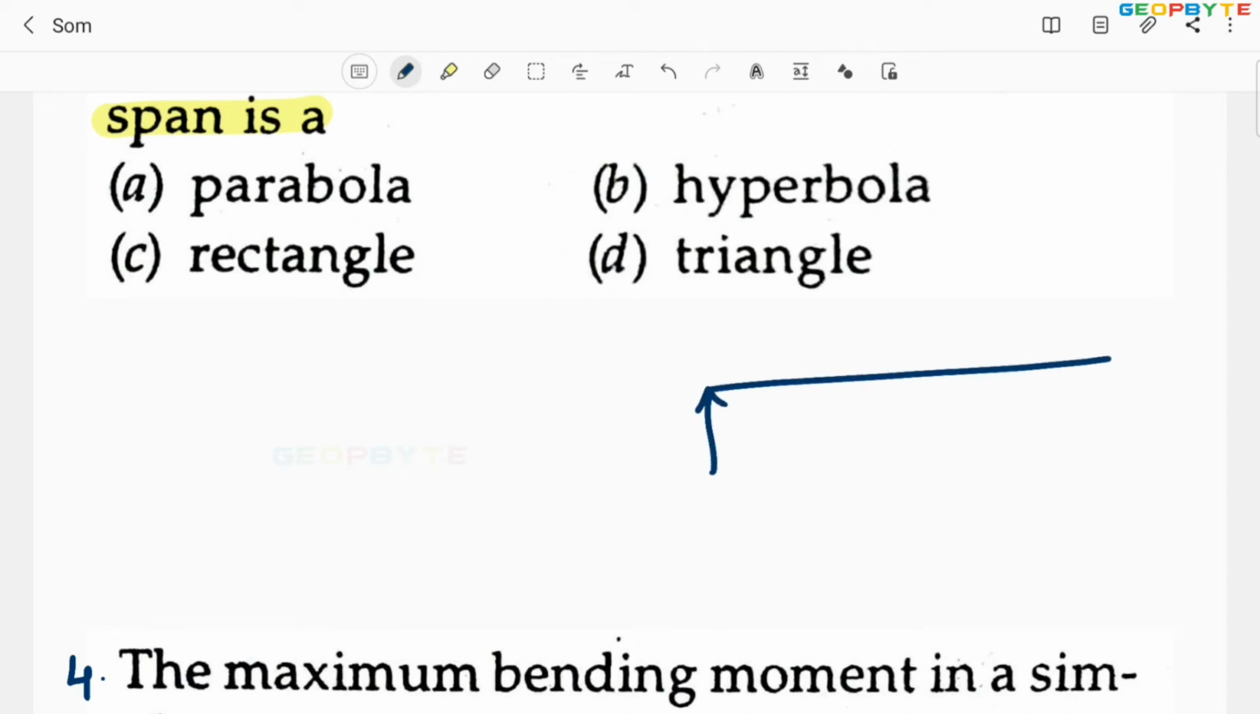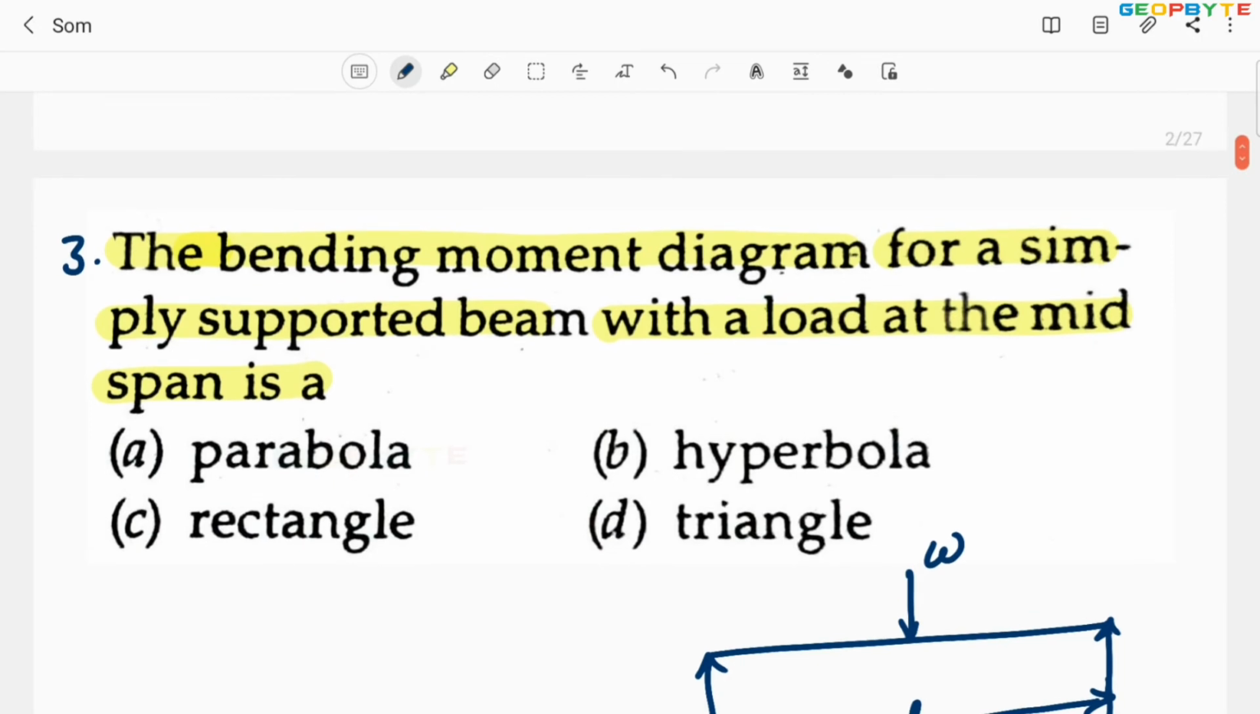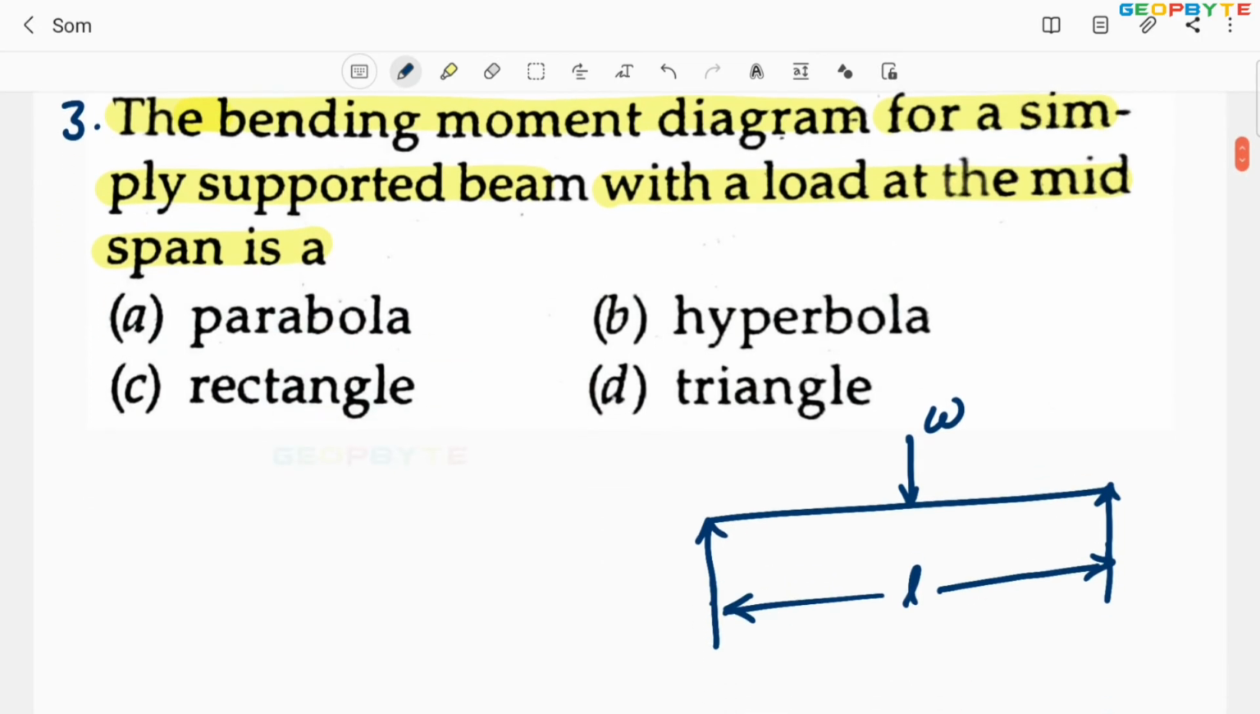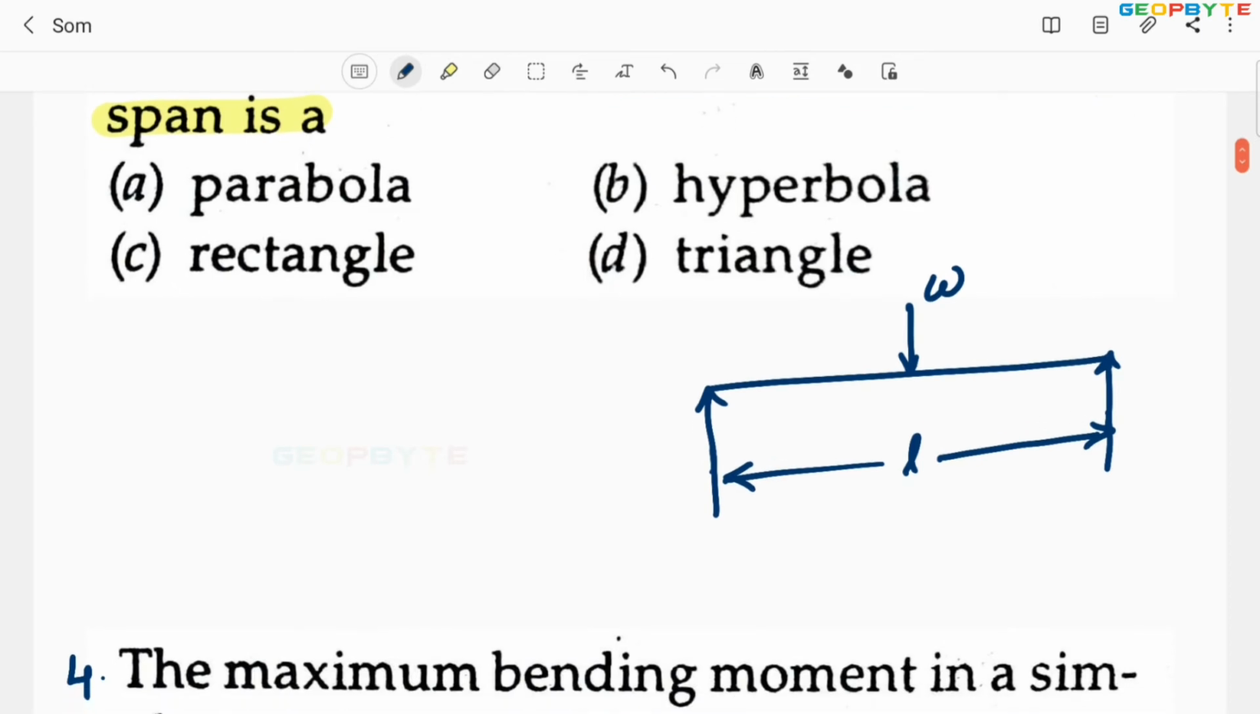Load at the midspan means point load is acting at the middle of the beam, like this. Middle of the beam, somewhere here, the load is acting. Here the total length may be L. Okay. Then we are asked to find the bending moment diagram. Now, since the load is acting at the middle point, this reaction is equal to W by 2. The other reaction is also W by 2.